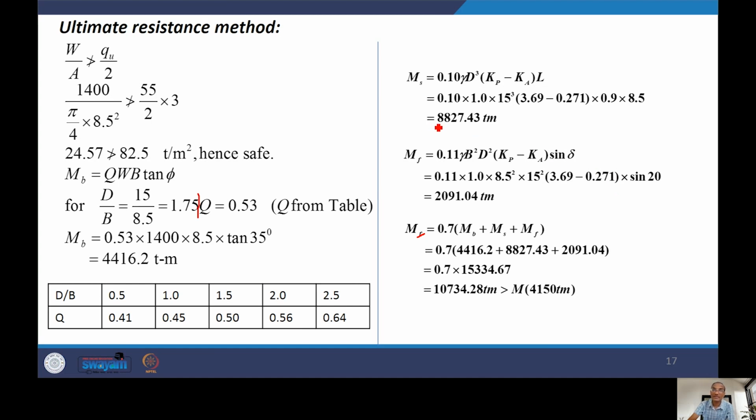8,827. Then in the second case, for the frictional case, this is given by this relation, and the number is coming from there. So ultimately, total resistance MR is 0.7 times of MB plus MS plus MF. And once you put inside the bracket, you get 10,734.28 ton meter, which is greater than 4,150 ton meter. So this is all right, because the value of MR should be greater than the load moment coming from the superstructure. So this condition is already satisfied here.